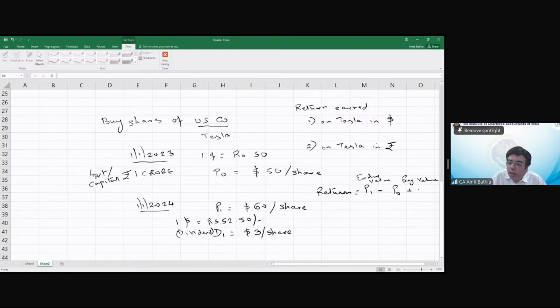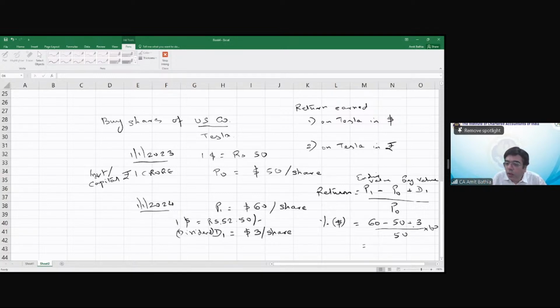Plus, did you earn any dividend? Yes, there was a dividend. Divided by what was your beginning value, the original investment. When I'm talking in dollar terms, I'm now trying to find the percentage return in dollar terms. So in dollar terms, I earned how much? $60 is my closing price or ending value, minus the beginning value which I invested, 50, plus 3, upon 50, right? And since I want return, I will multiply by 100.